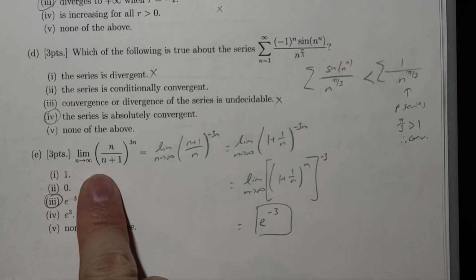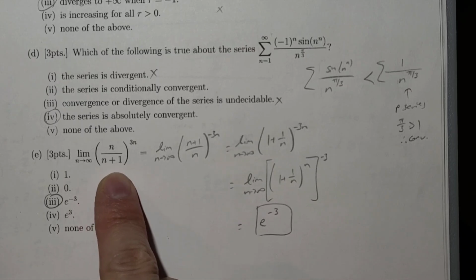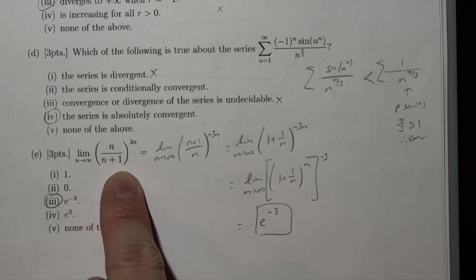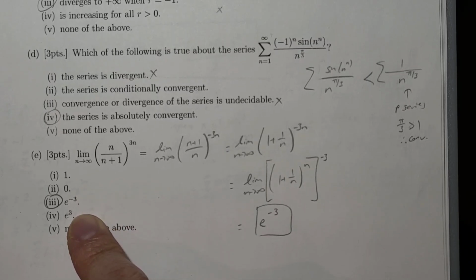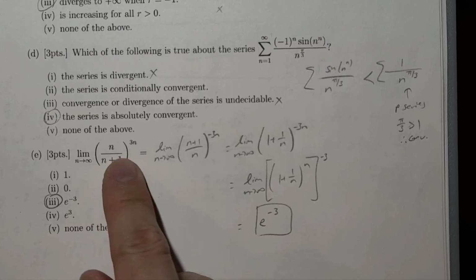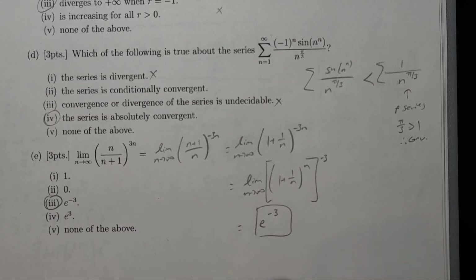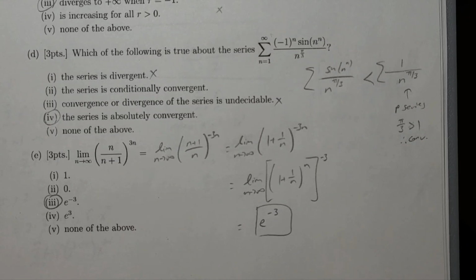Okay, this one, limit as n goes to infinity of n over n plus 1 to the 3n. If you go by the choices, they sometimes give you hints. Maybe it's something to do with the limit definition of e, is what I was thinking right away. And it is. And this should look familiar as well, actually. If you don't remember it, but if you look at choices, that might give you the hint as well.